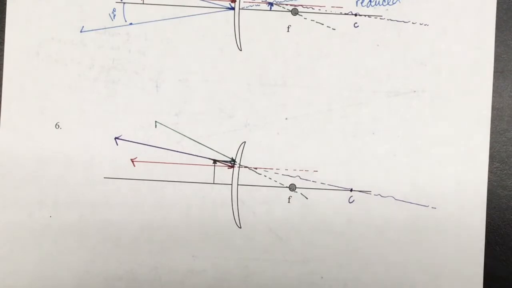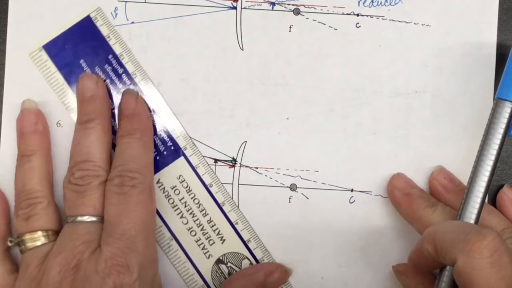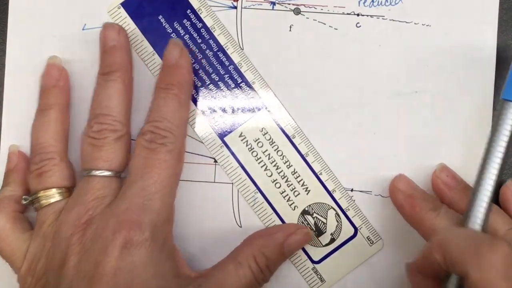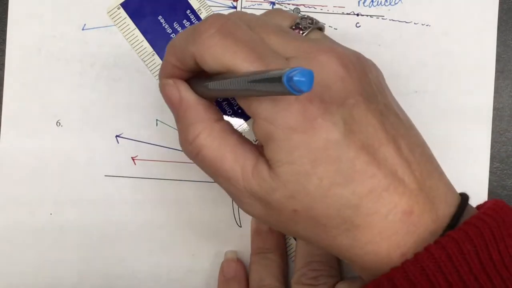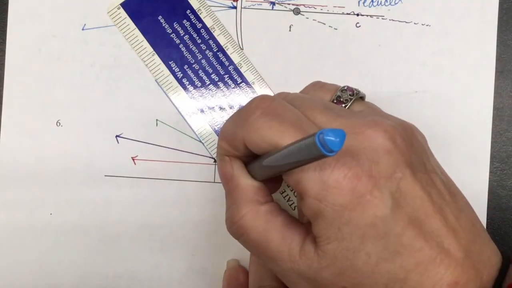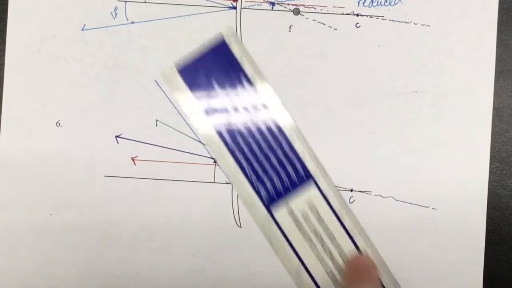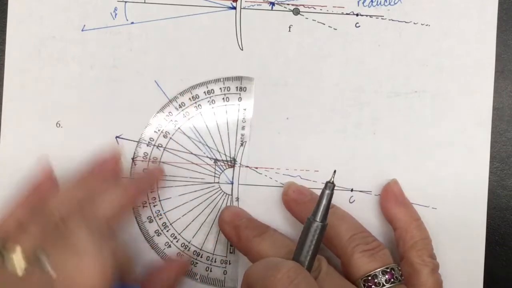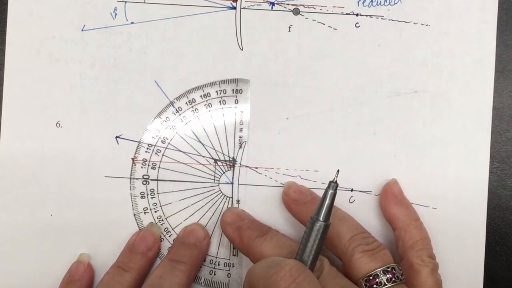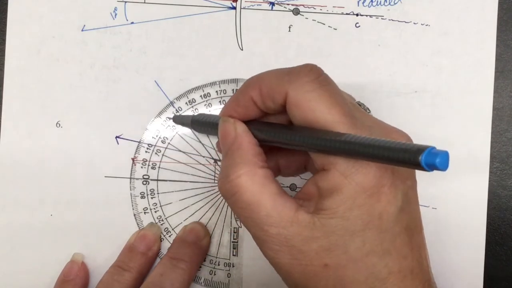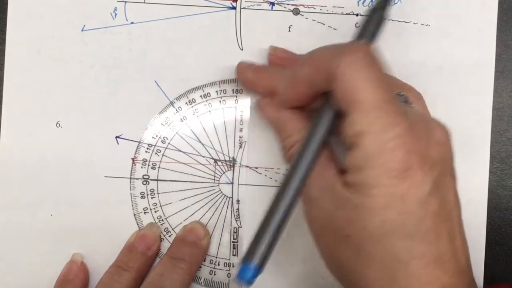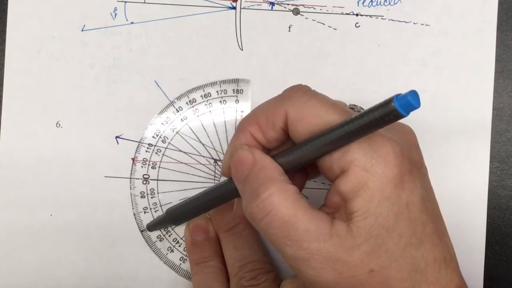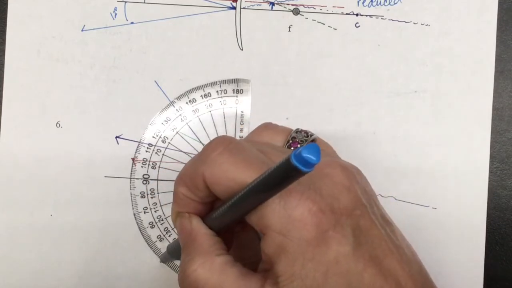And our last one, we're going to go in through the vertex. This one we very much have to extend so that we can measure it. In through the vertex. And our angle of incidence is going to equal our angle of reflection, so we need to line up our protractor. 10, 20, 30, 40, 50 degrees. So now we're going to go 50 degrees the other side. 10, 20, 30, 40, 50 degrees.